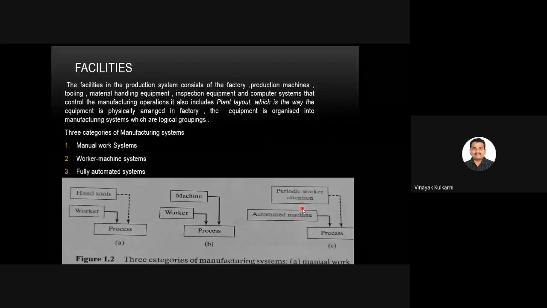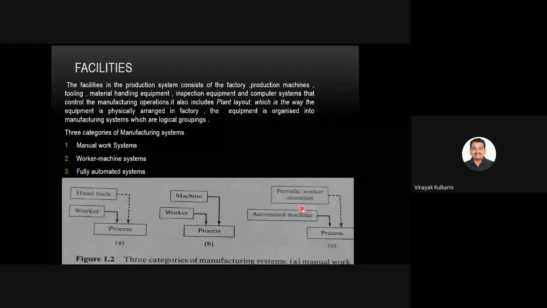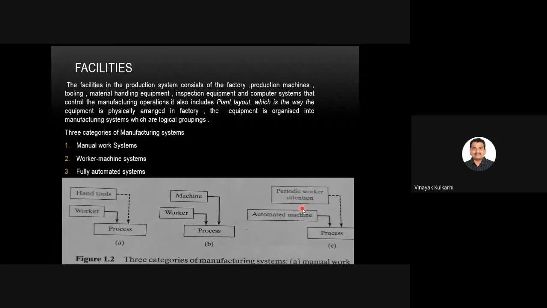In automated systems, a process is performed by a machine without the direct participation of a human worker. Automation is implemented using a program of instructions combined with a control system that executes the instructions. Power is required to drive the process and to operate the program and control systems. There is not always a clear distinction between worker machine system and automated system, because many worker machine systems operate with some degree of automation.